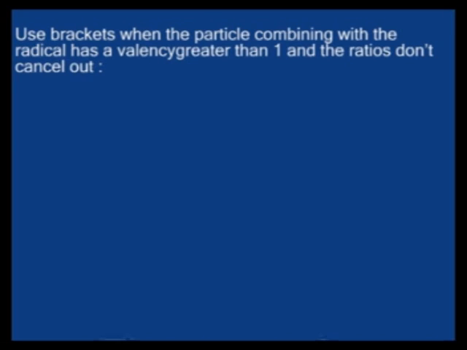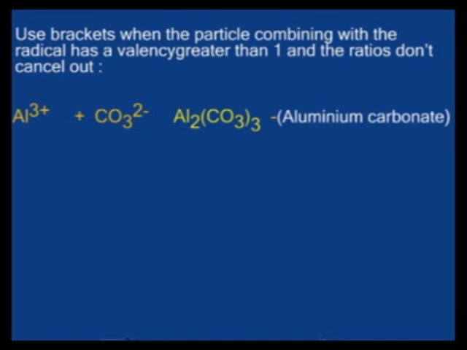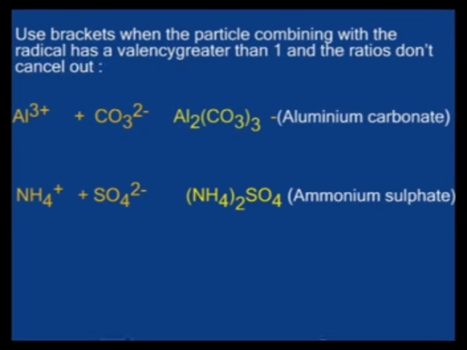If the particle combining with the radical has a valency greater than 1, a bracket is used to enclose the radical part before the subscript is added. Aluminium reacting with carbonate would have the formula aluminium 2 and carbonate, to which we need to add 3, the valency of aluminium, and therefore we will put brackets and then add 3. The same thing is done when two radicals combine. For example, ammonium ion combining with sulfate ion, the bracket will fall under ammonium, and the formula will be as shown.